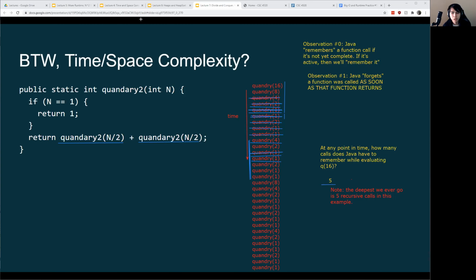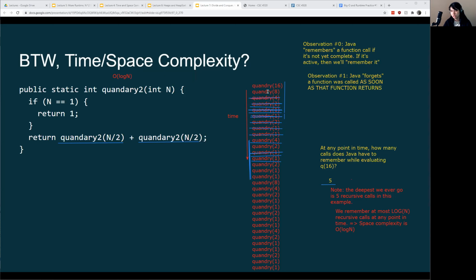All right. So what that all means is that we remember at most log of n recursive calls at any point in time, which means that the space complexity is O of log n. The space complexity we just figured out is O of log n because we only remember up to log n recursive calls at any point in time.